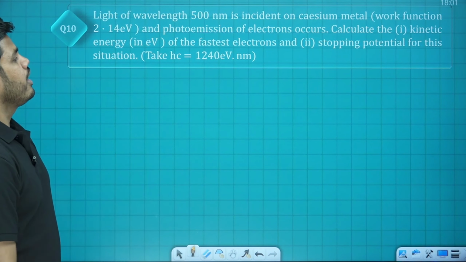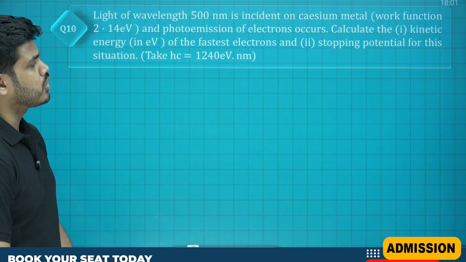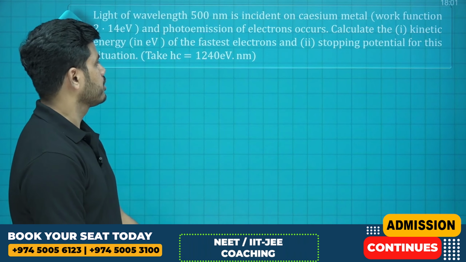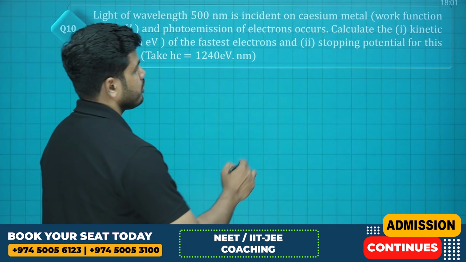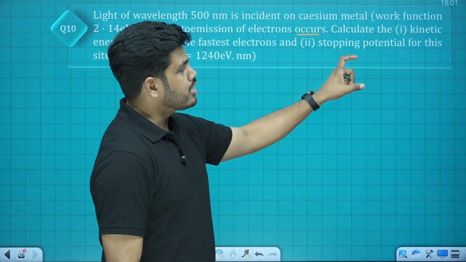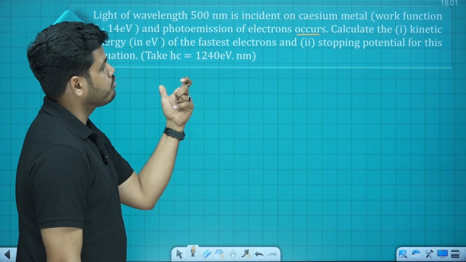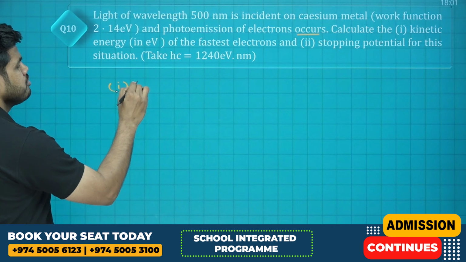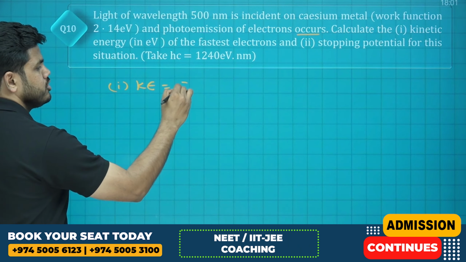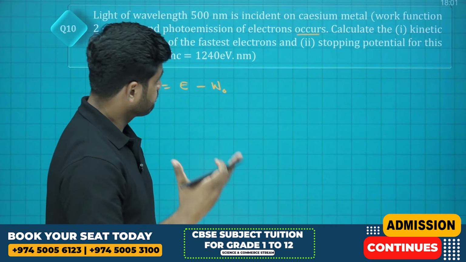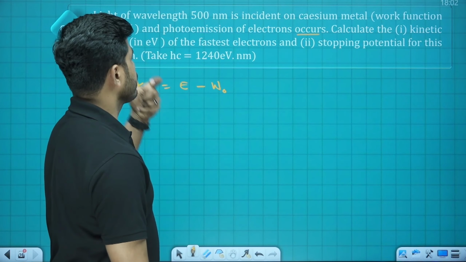Light of wavelength 500 nanometer is incident on a cesium metal. Work function is 2.14 electron volt. Okay. And photo emission of electrons occurs. Yes. So photoelectric effect is happening. Calculate kinetic energy of the fastest electron. See, you're asked to find out kinetic energy max. Energy of incoming radiation minus work function. Einstein's photoelectric equation. Stopping potential for this situation.